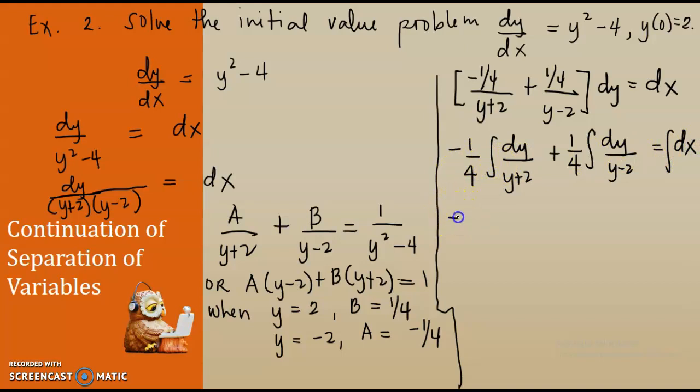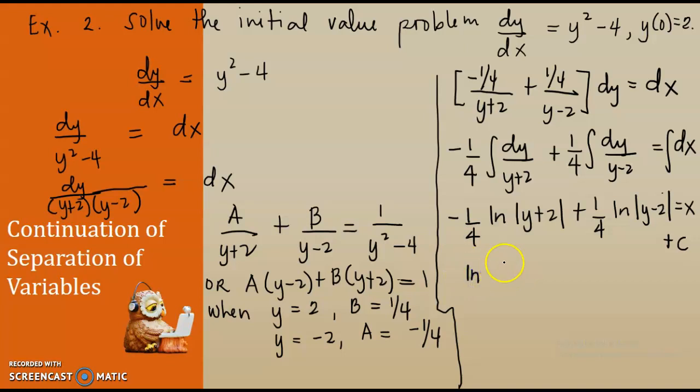Therefore, this one is equal to negative 1/4 ln of y plus 2 plus 1/4 ln of y minus 2. And then the integral of dx is x plus c. Okay, we have to simplify this one. Remember from the properties of ln, subtraction, anong ginagawa natin? We have negative 1/4, negative, therefore this one is negative and then positive. Therefore, we have ln of y minus 2 over y plus 2 equal to 4x plus c. Let this one be c1 plus c2.